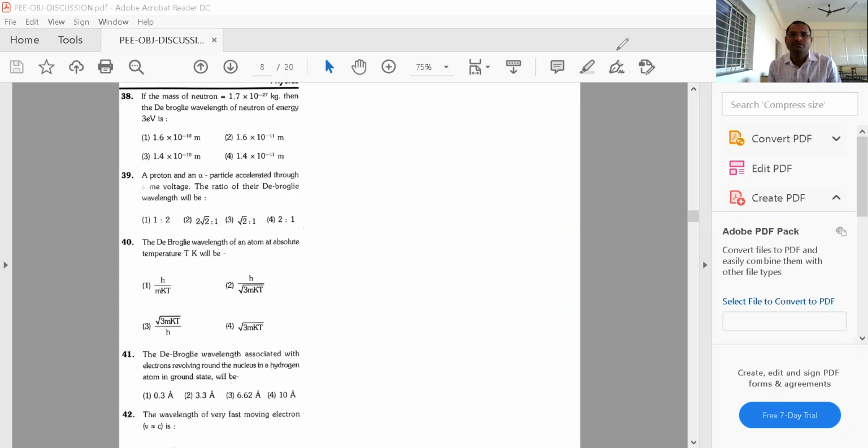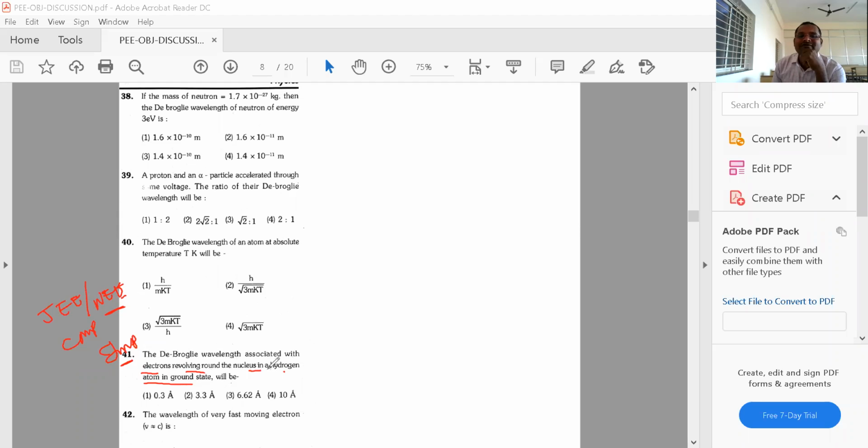Next. Question number 41. De Broglie wavelength associated with an electron revolving around the nucleus in a hydrogen atom in ground state. Important question for your competitive exams, like JEE and NEET. Very important question. See the concept, how they are asking.